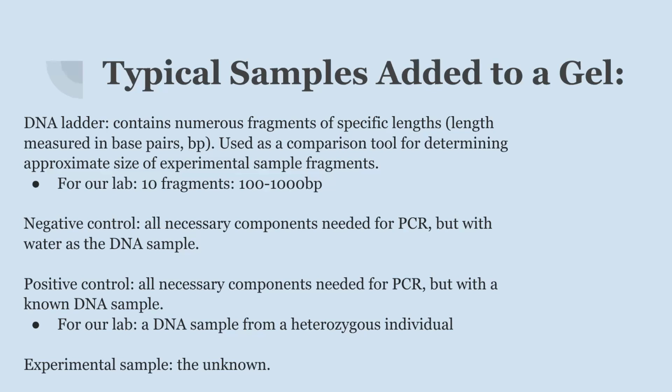And the positive control is going to be all necessary components needed for PCR, but with a known DNA sample. For our lab, it's going to be the DNA sample from a heterozygous individual. If you remember last week, we talked about the PER3-5 and then PER3-4. PER3-4 is daytime, PER3-5 is nighttime. You can be homozygous for both, okay, and have either or you can be heterozygous.